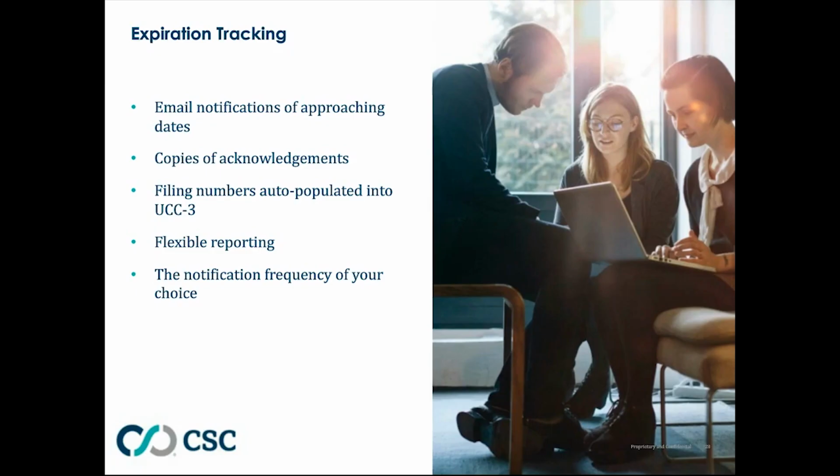First is expiration tracking. Track your UCCs for approaching expiration. Here, email notification of approaching dates, view copies of acknowledgments, filing numbers auto-populated into the UCC-3, the UCC-3 being the amendment type, flexible reporting, and the notification frequency of your choice. We can send you expiration reports daily, weekly, or monthly.